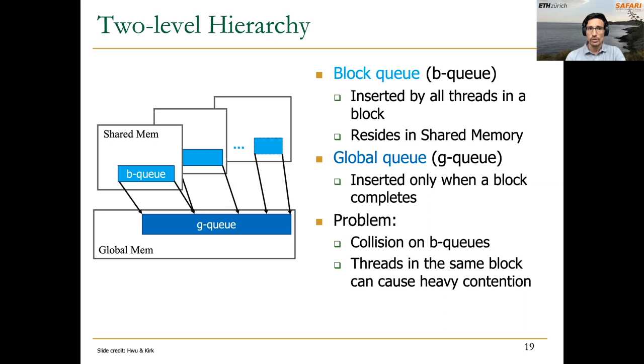We talked about this two-level hierarchy of queues where we have one first level in the shared memory, which is what we call the block queue, where threads insert the nodes that will have to be visited in the next iteration of the algorithm. That's what we call the output frontier of an iteration.